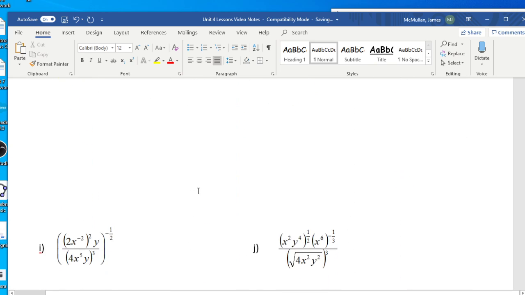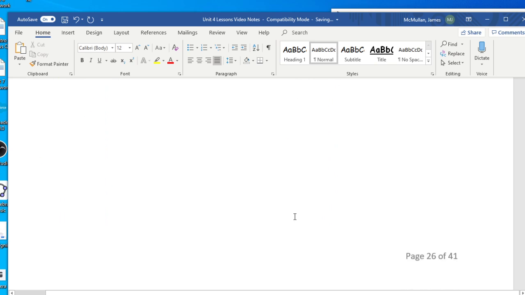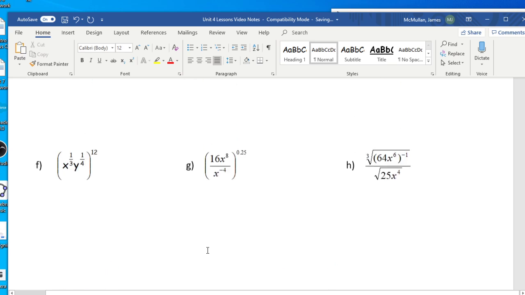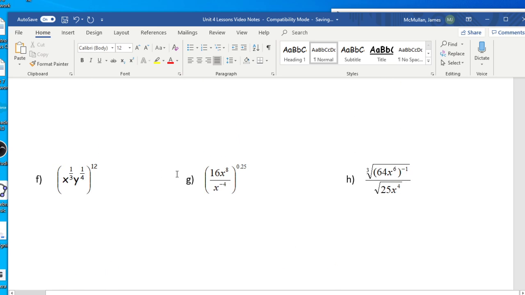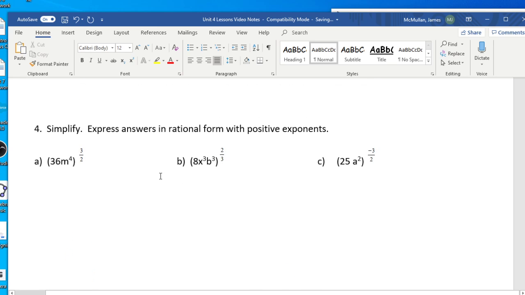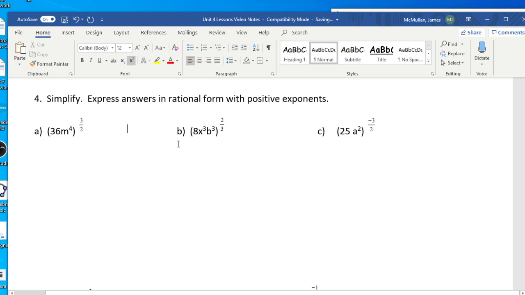And then I think I may do one of these, and I'll do one and leave one. I'll do maybe one from this row, and we'll do a couple of these ones so we get the hang of it. Okay, so this first one, 36 to the power of 3/2 m to the power of 4.